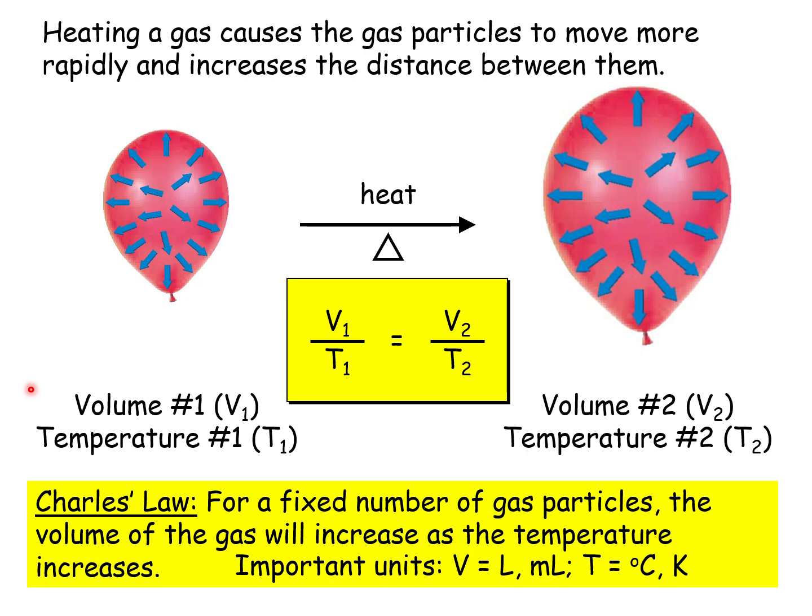So the relationship that describes the volume-temperature relationship is called Charles's law. It says for a closed system, so a fixed number of gas particles, the volume of the gas increases as the temperature increases. So it's a direct relationship. The equation is V1 divided by T1 is equal to V2 divided by T2.